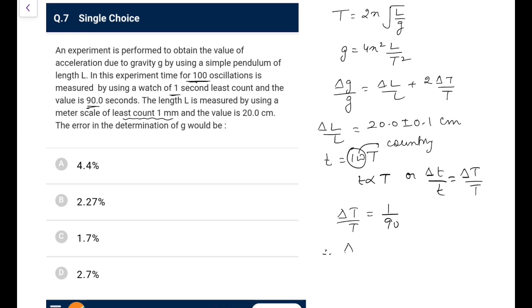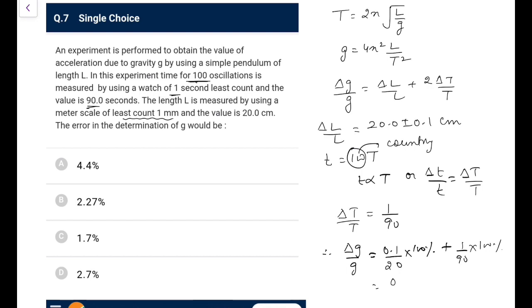So what do you have now? Delta g by g is delta L by L, which is 0.1 by 20, into 100 percent, plus 1 by 90 into 100 percent. So what you will be left with is 10 by 20.